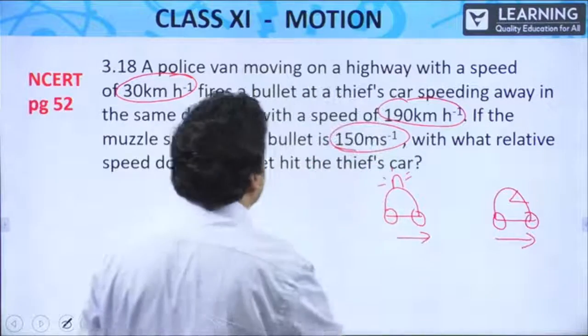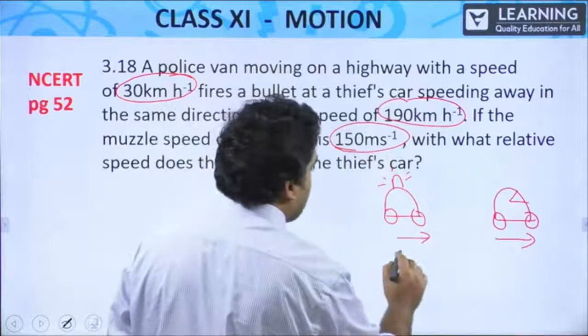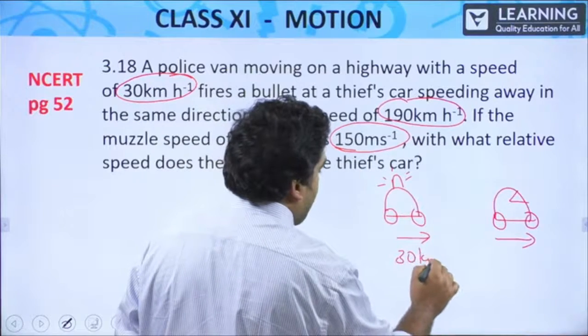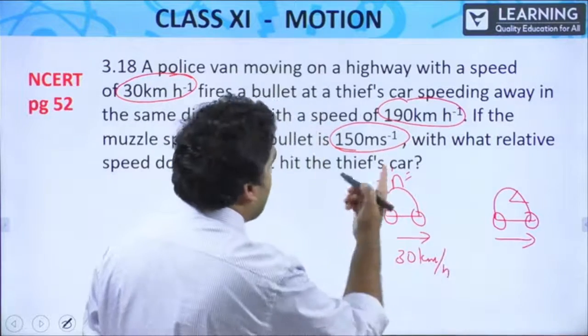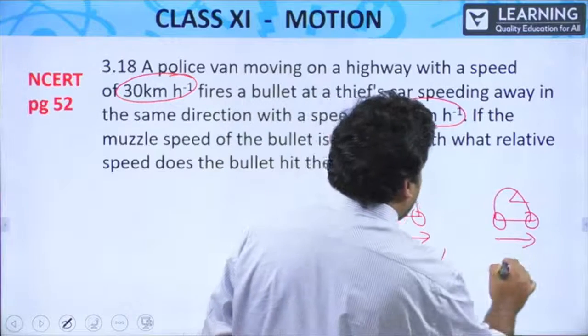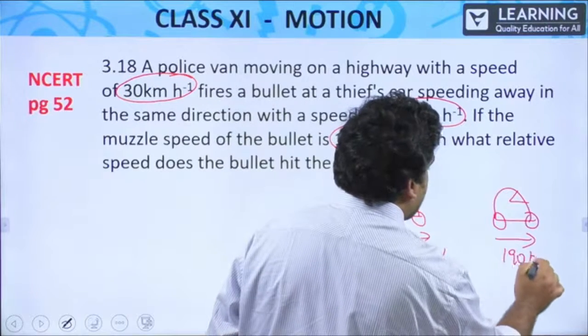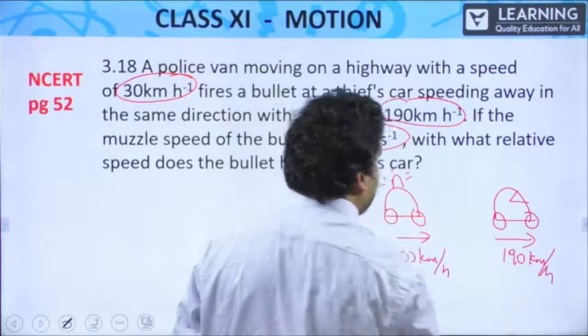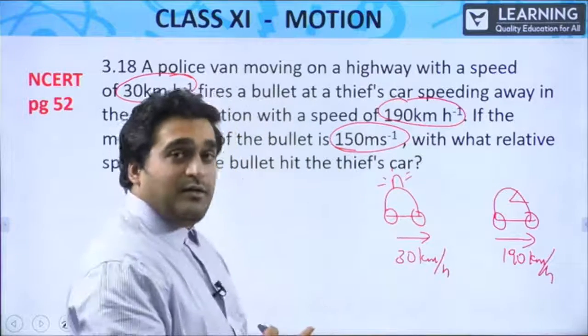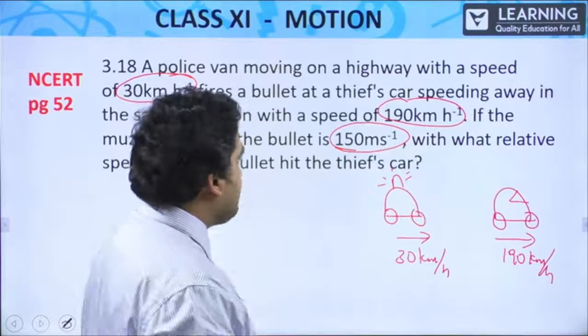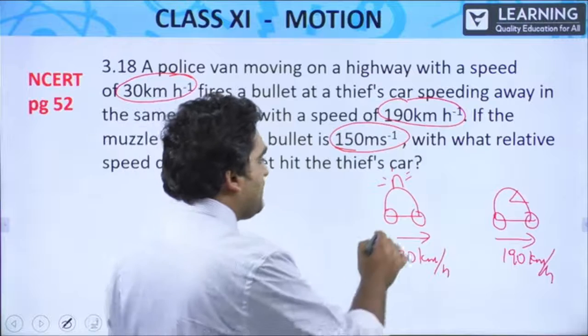Police van which is moving at 30 km per hour. And the thief's car is speeding at 190 km per hour. That's too fast. Cheating. Now what does the policeman do? Fires a bullet from his car.